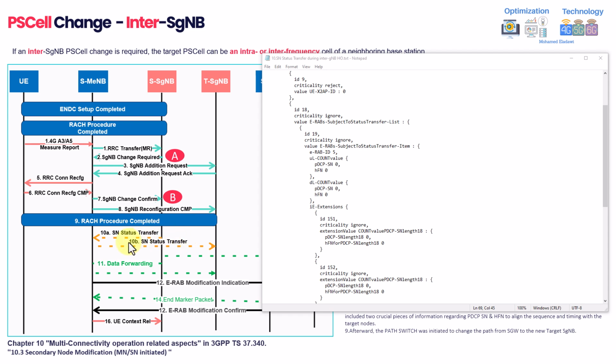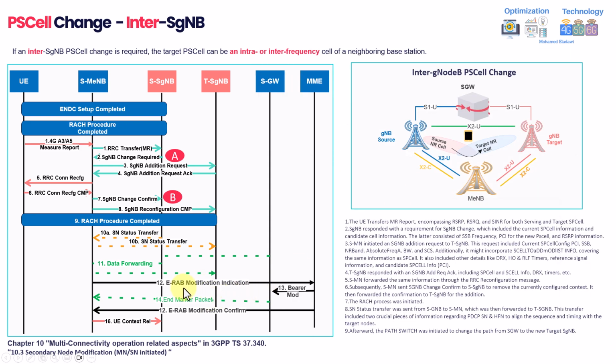So as explained before, this is the SN status transfer, including this important information related to the sequence number of the PDCP and the hyperframe number as well, just to align the frame and the sequence of the order of the packets and so on. This is the main information. You can find it here as a quick part. And ending that part, the E-RAB modification indication will include the transport ID and GTP ID as well. I have also explained this one in the session, which should be addition. So now this is being done.